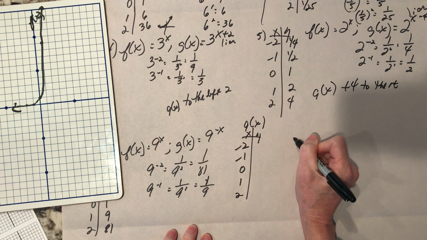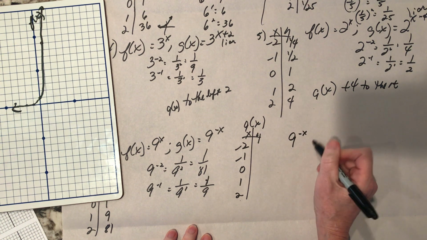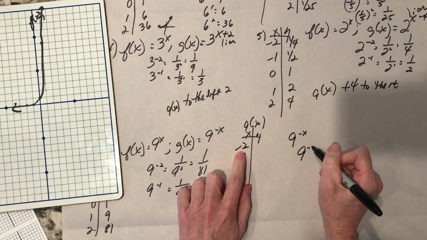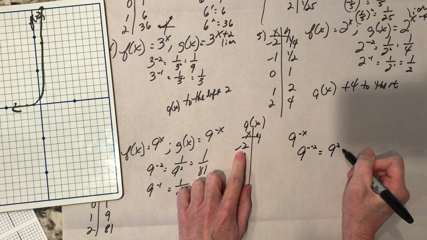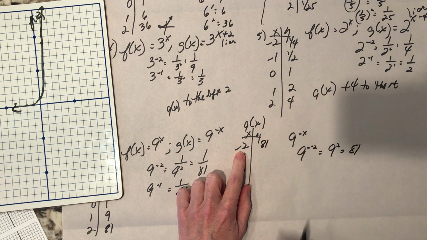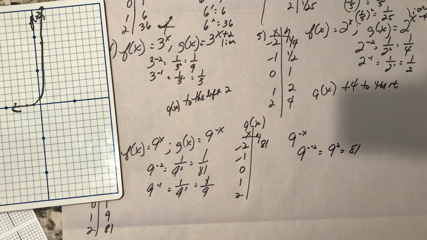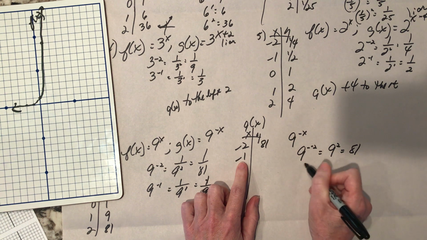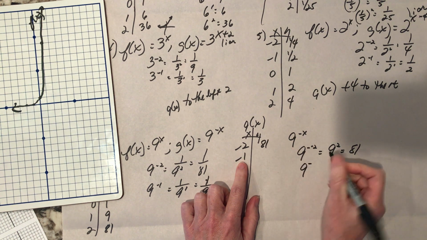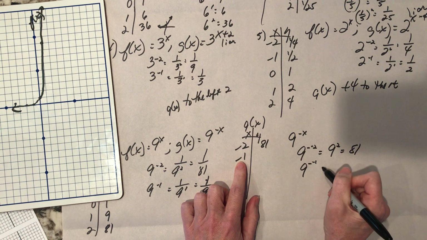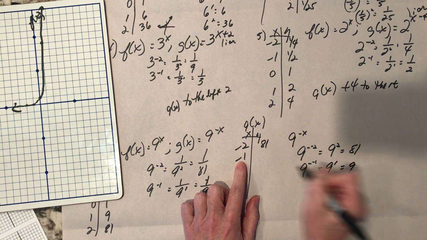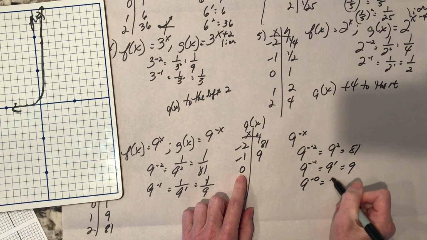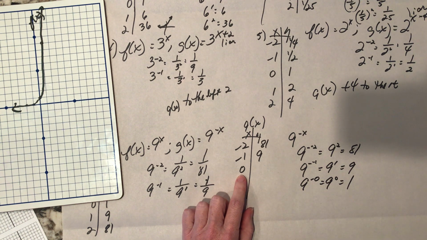And then we're going to go 9 to the negative x. So that's going to give us 9, put a negative, and then grab x, -2, which gives you 9 squared, which of course is 81. So we're going to have a -2, 81 for our first one. Let's look at 9, putting -1 in there for x. 9, then a negative, then the x coordinate, -1, which gives us 9 to the first, which is a 9. 9 to the -0 is just 9 to the 0, which of course is always a 1.